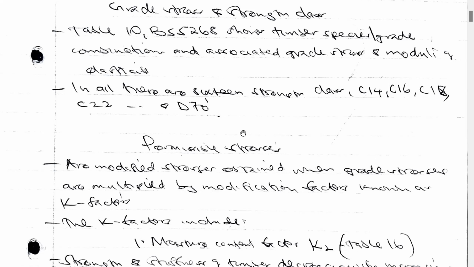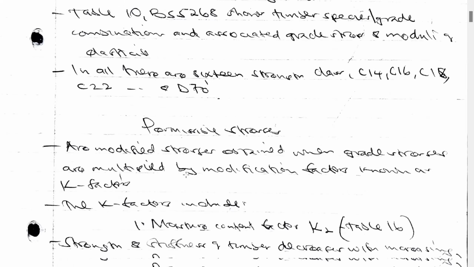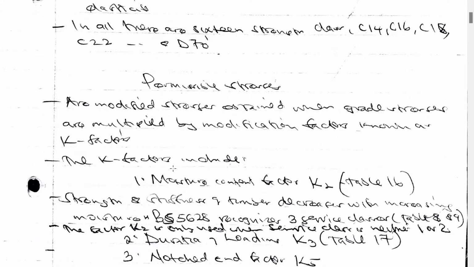So permissible stresses are modified stresses obtained when grade stresses are multiplied by modification factors known as the K factors. Now, grade stresses are the values you obtain from table 10 of BS5268. So the value obtained from table 10 of BS5268, when you multiply by the K factors, the result you get is called permissible stresses. So these K factors come in different forms.